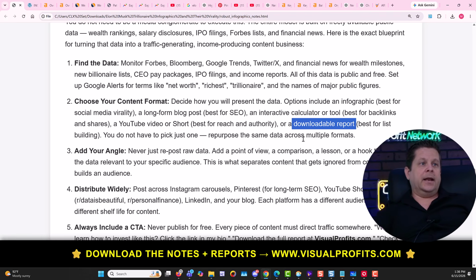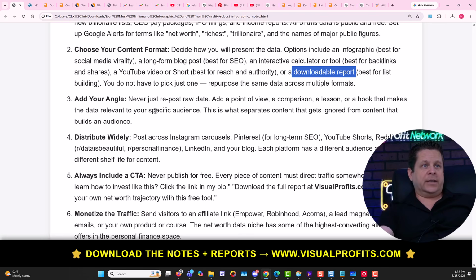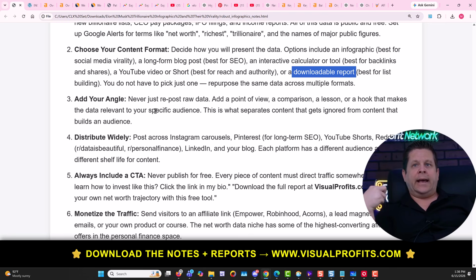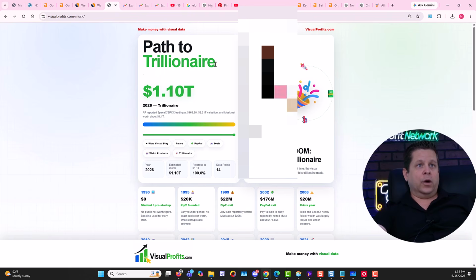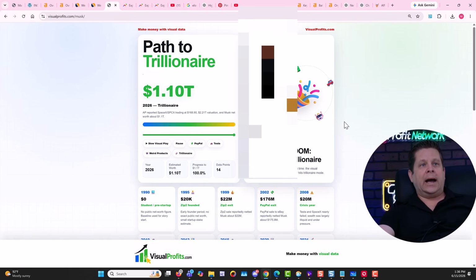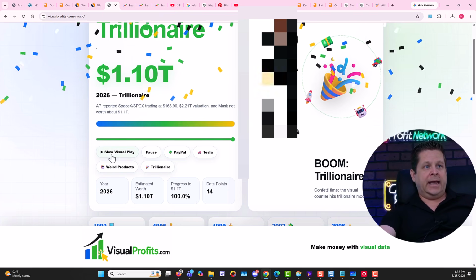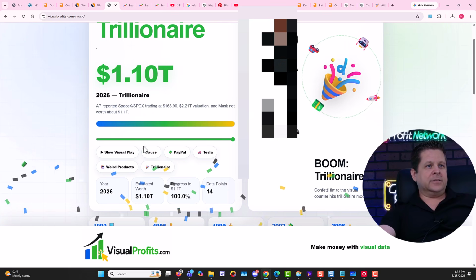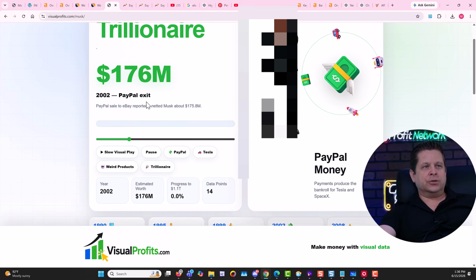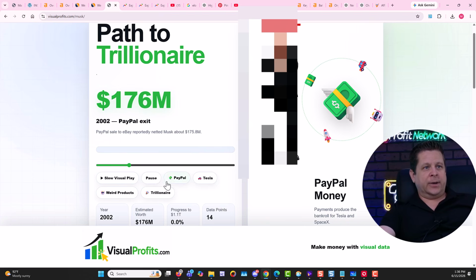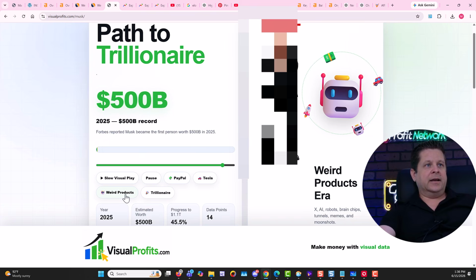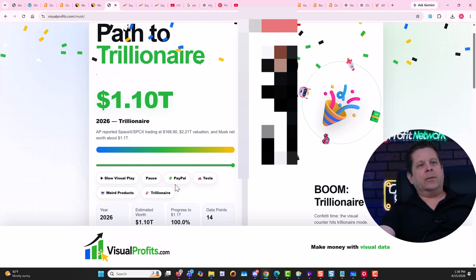Very important. Number 3, we're going to add our angle. We're not just going to repost raw data. We're going to add a point of view. My point of view in this example was I wanted to show why and how he got to a trillionaire. Like, what was that like when he went through in the beginning, right? Let's do PayPal. So when he goes through the beginning in PayPal, it shows how much he made there, then Tesla, his weird products, and then how he became a trillionaire.